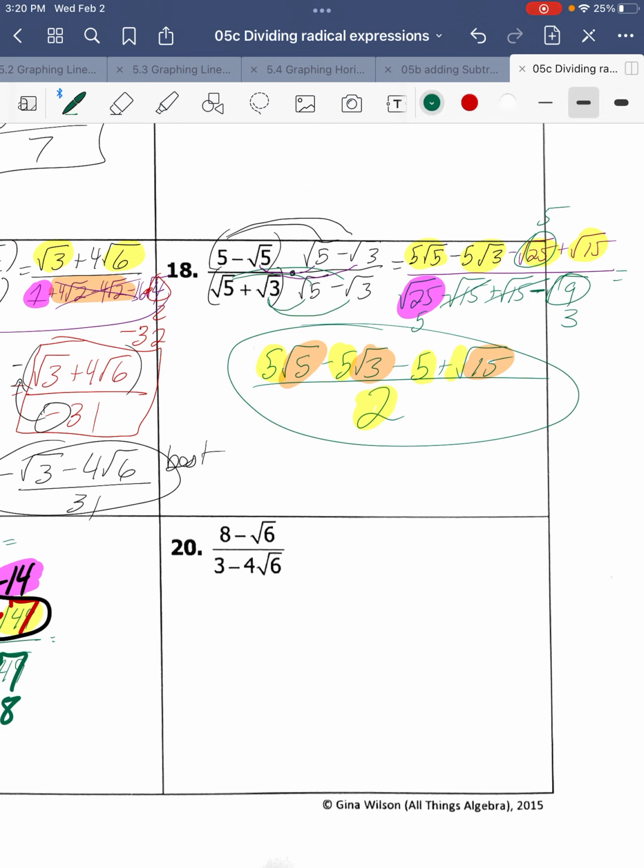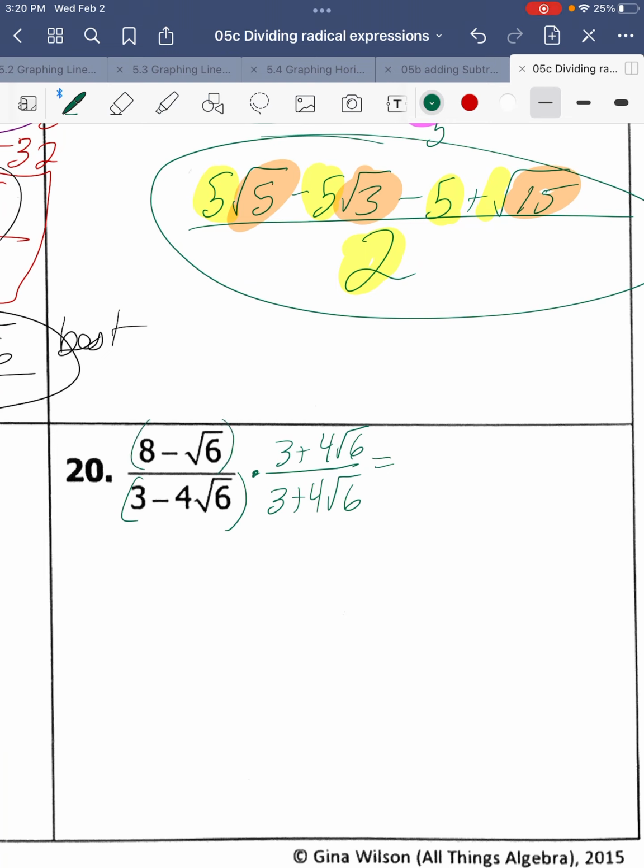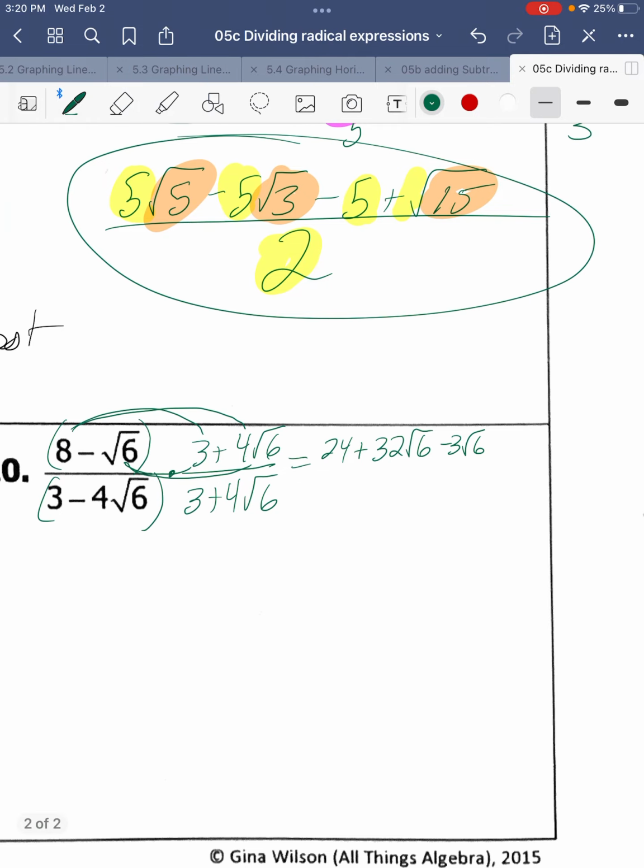We have a binomial denominator, 2 terms, so we're going to multiply by the conjugate, 3 plus 4 square roots of 6. 3 plus 4 square roots of 6. Binomial numerator, so 8 times 3 is 24. 8 times 4 square root of 6 is 8 times 4 is 32 square roots of 6. Negative square root of 6 times 3 is a negative 3 square roots of 6. Negative square root of 6 times 4 square roots of 6 is a negative 4 square roots of 36.